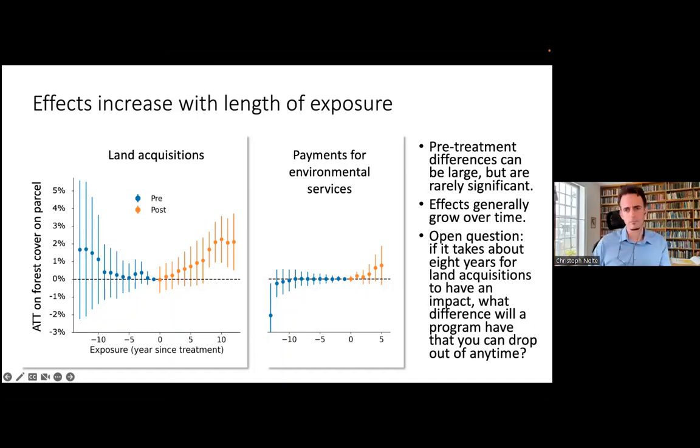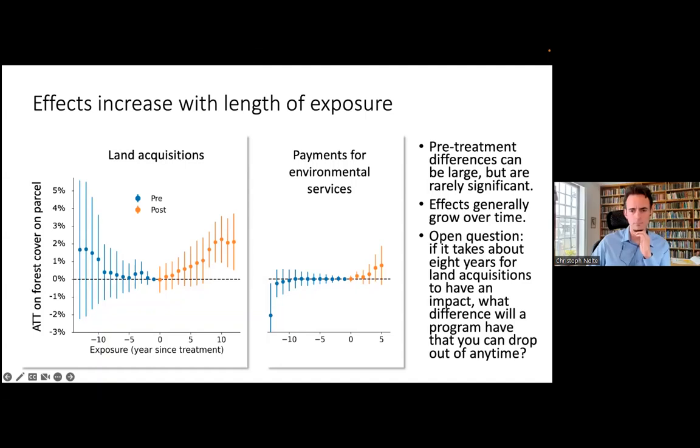And that leads us to an open question, which is, we can see in the acquired parcels that it takes 8 years for land acquisitions to have an impact. What difference will a program such as payments for ecosystem services, where you can drop out at any time, make? And shouldn't we be seeing impacts within 1 year?